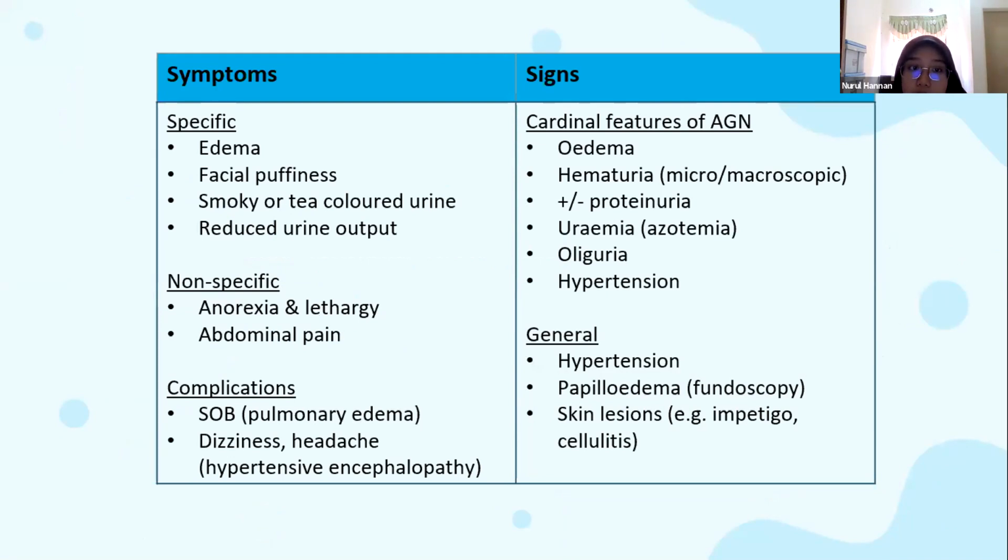So there are specific symptoms such as edema, facial puffiness, smoky or tea colored urine, and reduced urine output. Other non-specific symptoms such as anorexia and lethargy and abdominal pain. And if there is complication, patient may have shortness of breath that indicates pulmonary edema, dizziness, headache, that is hypertensive encephalopathy. This is the cardinal features of acute glomerulonephritis, which is edema, hematuria, proteinuria, uremia, oliguria, and hypertension.